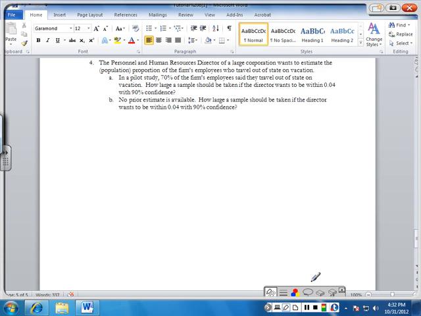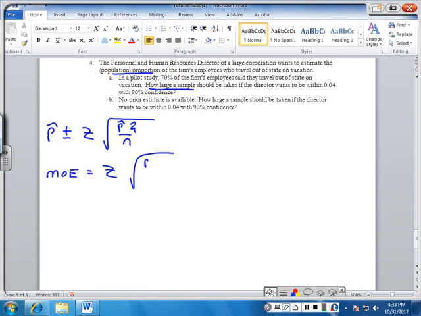Well, anyway, we know when we're estimating a proportion and we want to know how large of a sample, when we get around to collecting the data, it's going to be p hat plus or minus z times standard error. So the margin of error is equal to z times the square root of p hat q hat over n. So in this case, it says we want to be within 0.04. That's the margin of error. 90% confidence, that's 1.645.